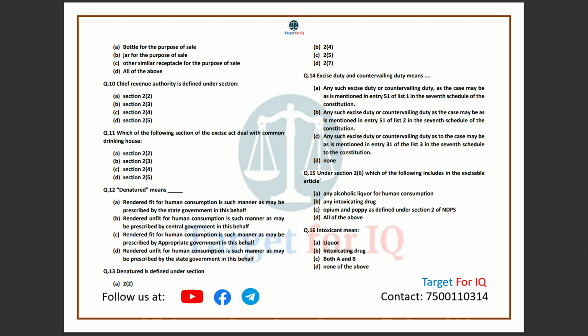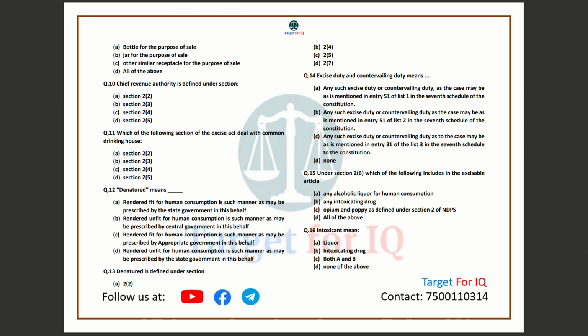Question number 10. Chief Revenue Authority is defined under section option A 2 clause 2, option B section 2 clause 3, C 2 clause 4 and option D 2 clause 5. So the correct answer to question number 10 is option B, that is section 2 clause 3.